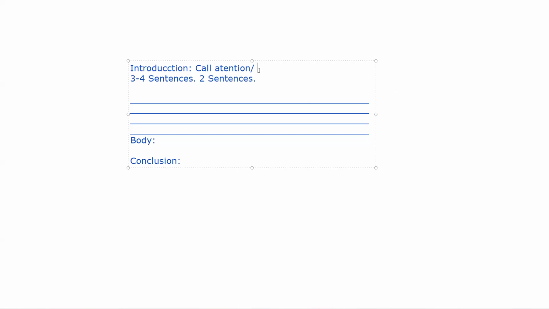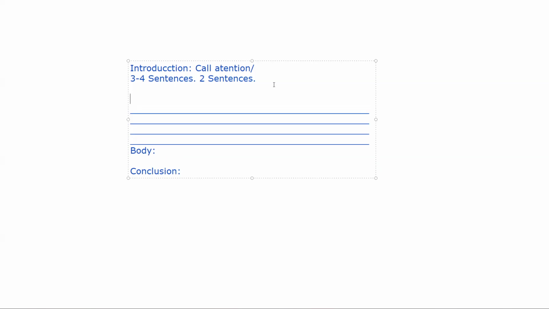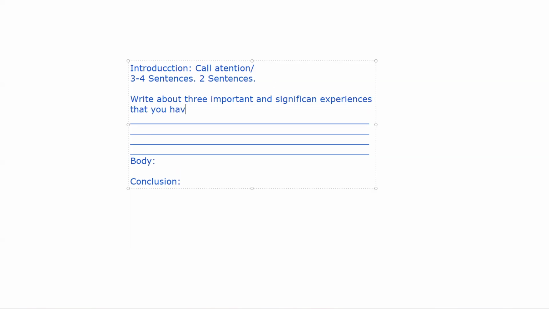Llamar la atención. How can you call attention? Maybe with some historical issues. Because the question I have for you is like this. Write about 3 important and significant experiences that you have ever lived. Okay? Suppose that this is the topic. Write about 3 important and significant experiences that you have ever lived.